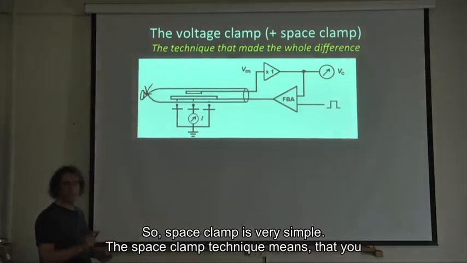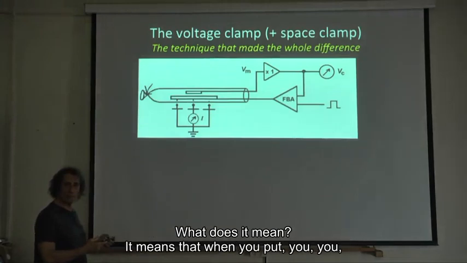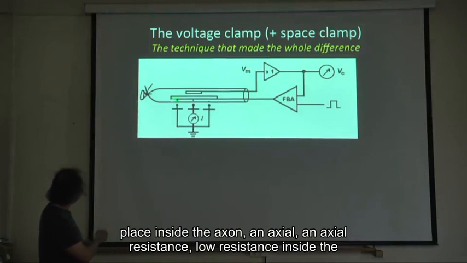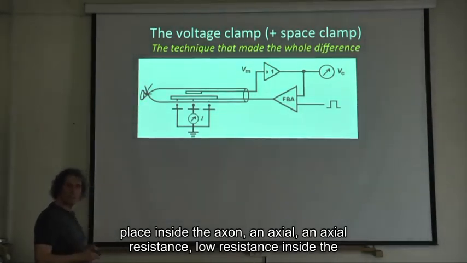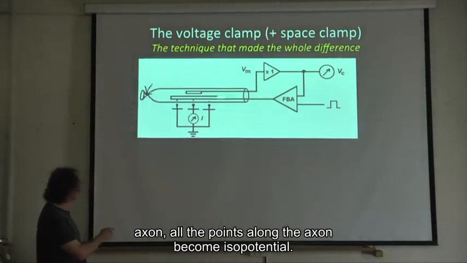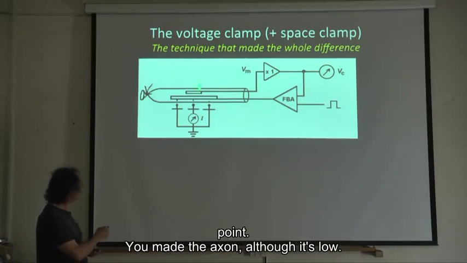Space clamp is very simple. The space clamp technique means that you take an axial or long axon and make it electrically isopotential. What does it mean? It means that when you place inside the axon an axial, low resistance wire, all the points along the axon become isopotential. There is no voltage drop between, let's say, this point and this point.